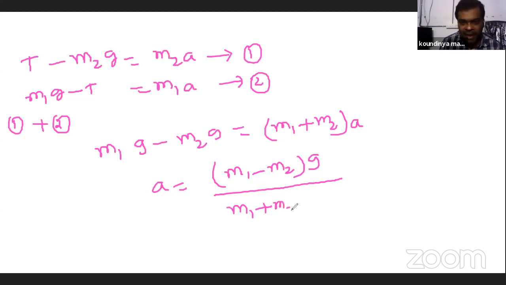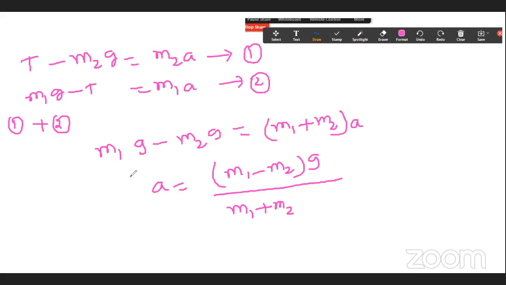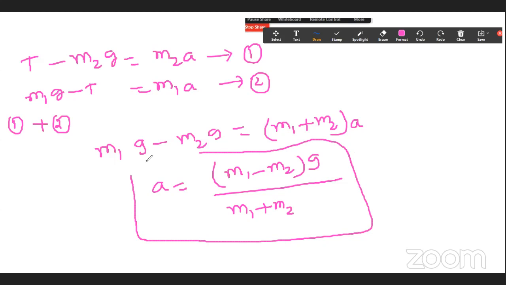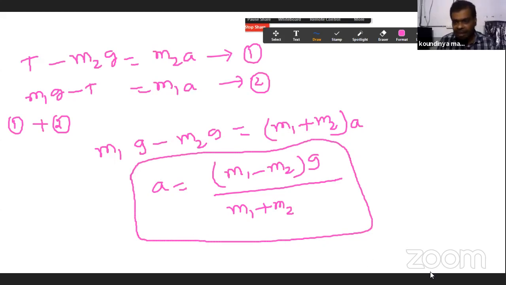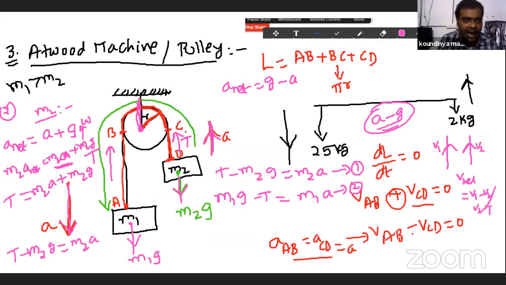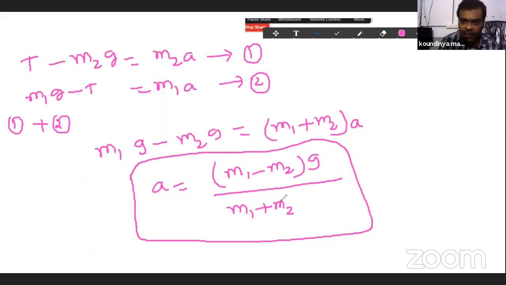That is the acceleration of the pulley system connected by two bodies. Here, if you observe carefully, I considered M1 is greater than M2. So M1 minus M2 into G by M1 plus M2. We got it. Substitute the value of acceleration in any of the equations. I'll substitute in the first equation.